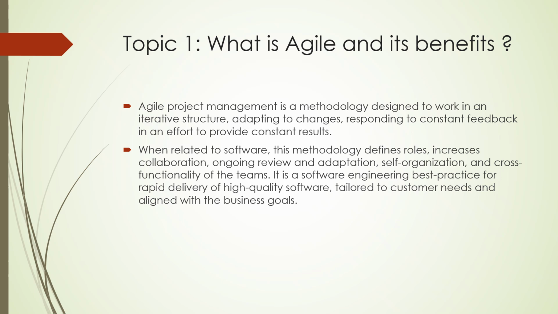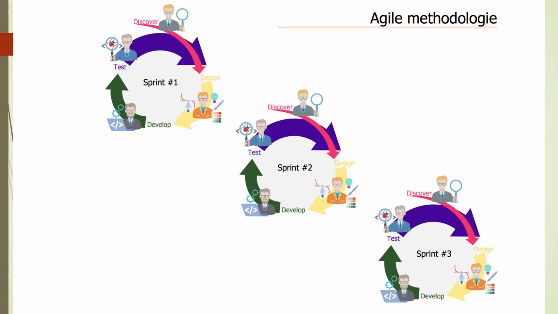When related to software, this methodology defines roles, increases collaboration, ongoing review and adaptation, self-organization, and cross-functionality of the teams. It is a software engineering best practice for rapid delivery of high-quality software tailored to customer needs and aligned with business goals. As discussed in the previous slide, Agile methodology follows iterations, adapting to changes.